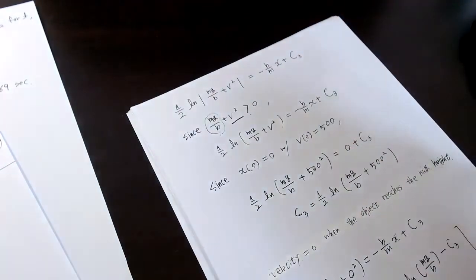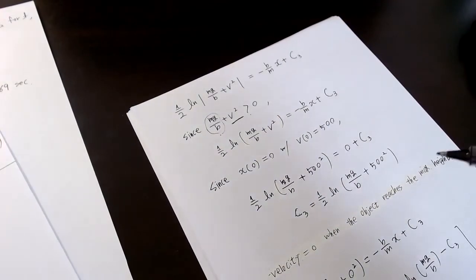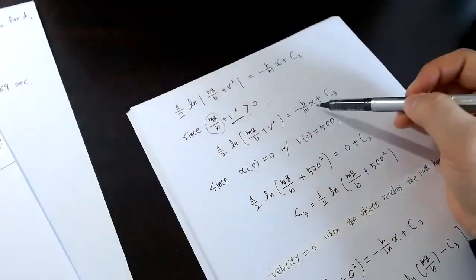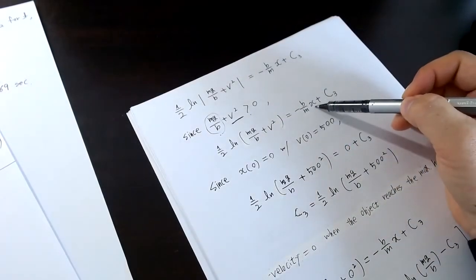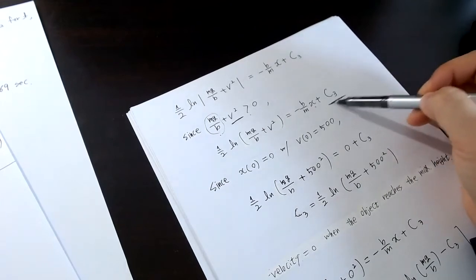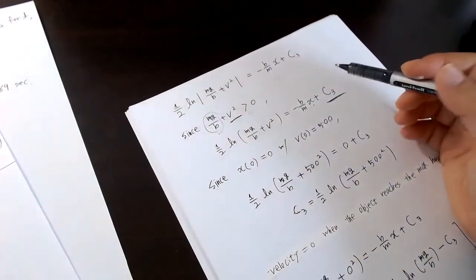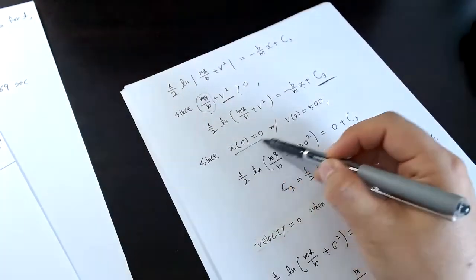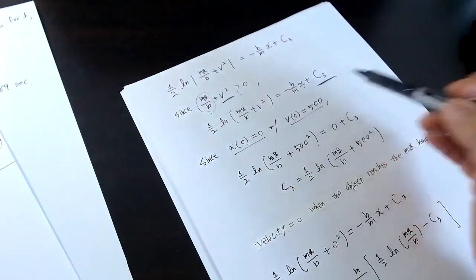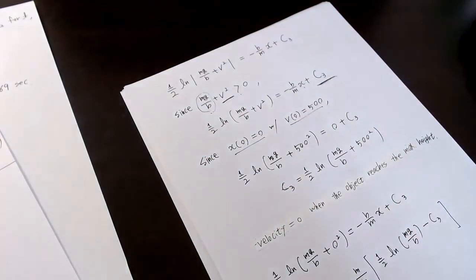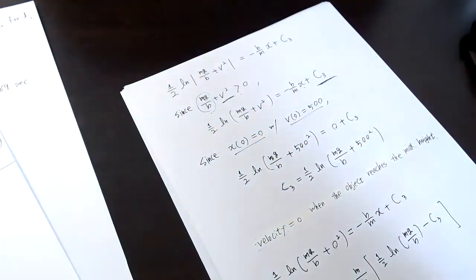Now, what's the goal? The goal is to find the maximum height, when v equals 0. So eventually we're going to plug in 0 for v, then we can figure out x, which is the answer. But we need to figure out c3, the unknown constant of integration. Using x of 0 equals 0 and v of 0 equals 500: keep in mind that when t equals 0, the initial velocity is 500 and the initial position must be 0. Using those two conditions, we can figure out c3.